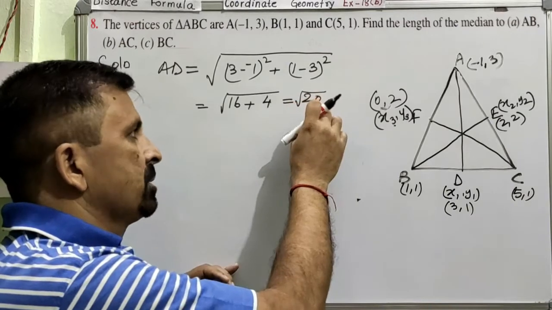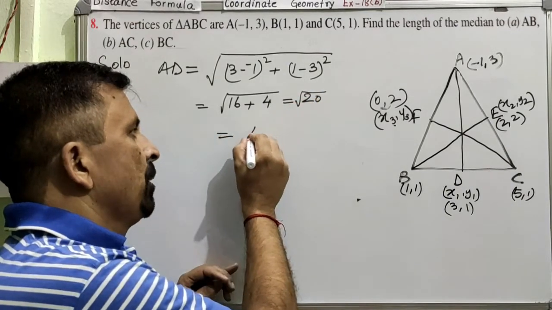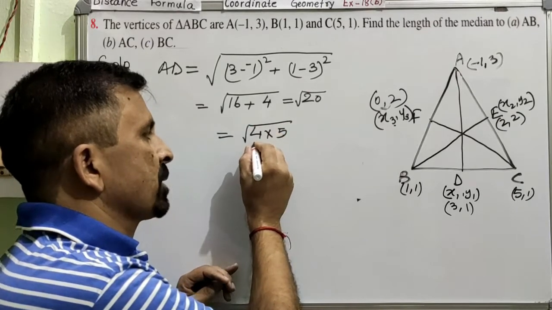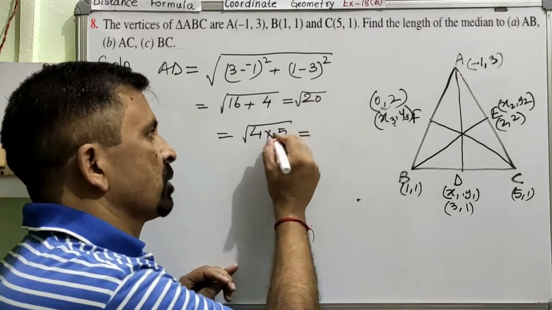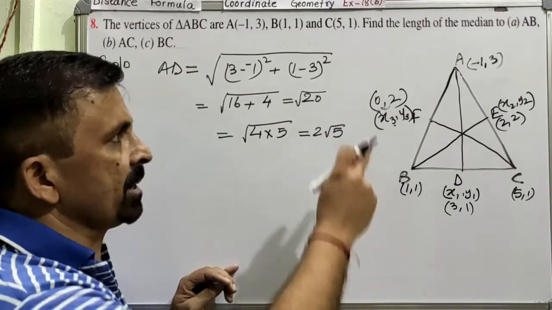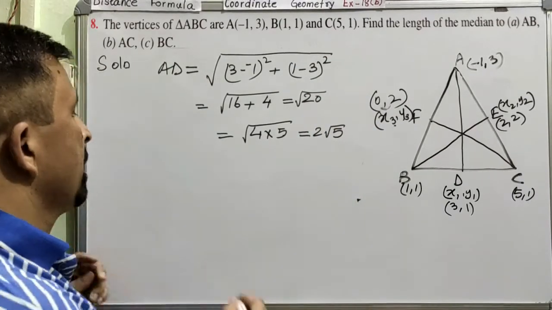So when you factorize it, it will come as 4 into 5. Clear? 4 is a perfect square number, so this can come out of the square root. So the answer will be 2 root 5. This becomes the length of your AD.